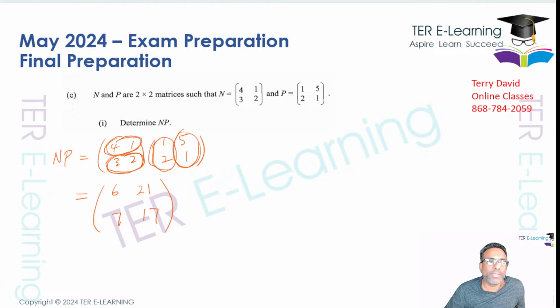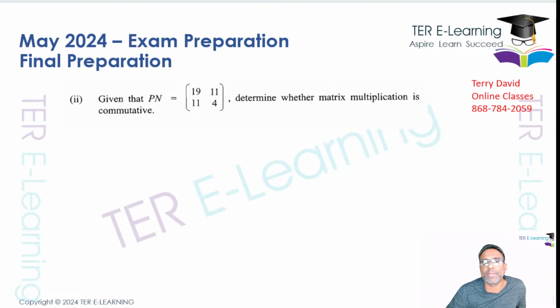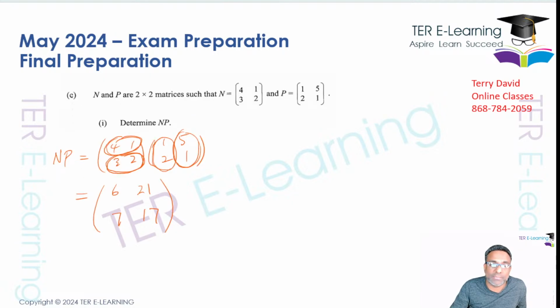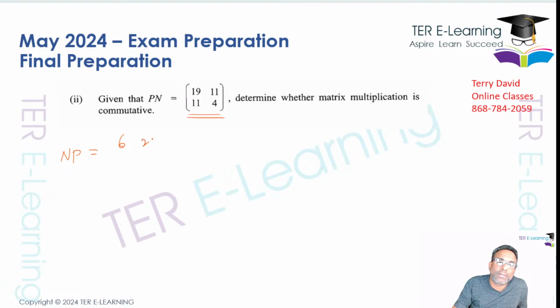Right? Let's see. Now they told us that Pn is given by this. Now we just worked out NP, and assuming that I worked it correct, 6, 21, 7, 17. So that was NP. But they told us that Pn is equal to this. Determine whether matrix multiplication is commutative.